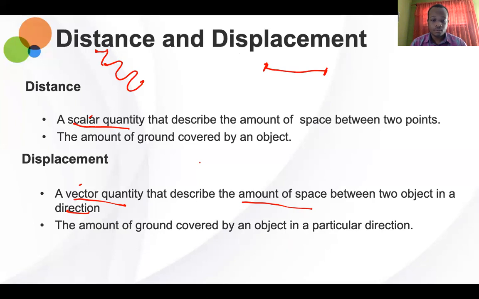Of distance and displacement, which is scalar and which is vector? And speed and velocity: speed is what, scalar or vector? Scalar, right. Speed is scalar, and velocity is scalar or vector? Vector. Perfect. So we're on the right track.